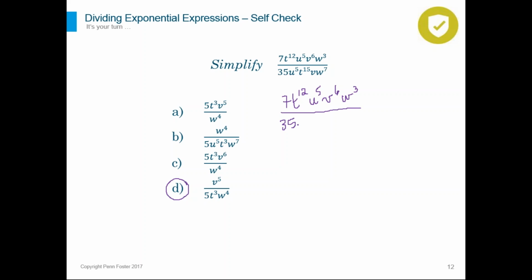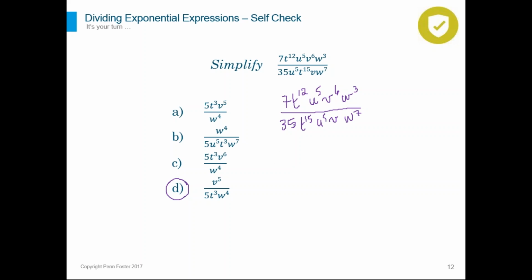I have the u appears first, so u to the fifth. I have v, so v here is just a v to the first. I'm sorry, I made a mistake here. It's t that appears first. So t to the 15th, and then u to the fifth. I have v to the first and w to the seventh. Okay, now it's easier for me.